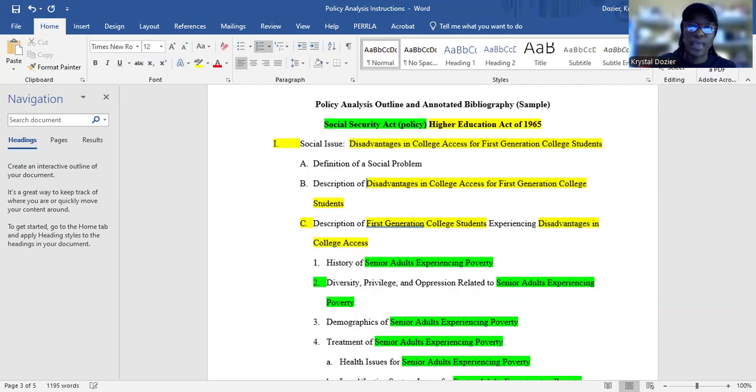Because let's read this out loud. Description of disadvantages in college access for first generation college students. Like reading it fast, it might flow well. But as an academic, I'm going to say the description of the disadvantages in college access for first generation college students, right? Excuse me. That flows better. So don't get caught up in just cutting and pasting. Take a moment and read it and make sure that it makes sense.